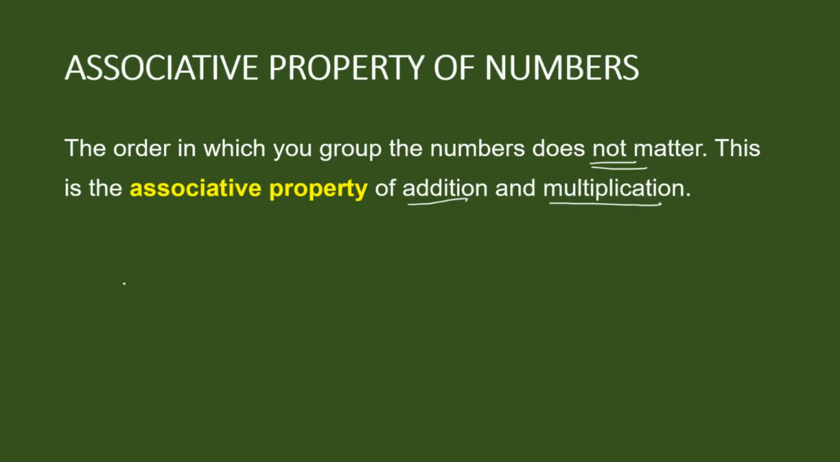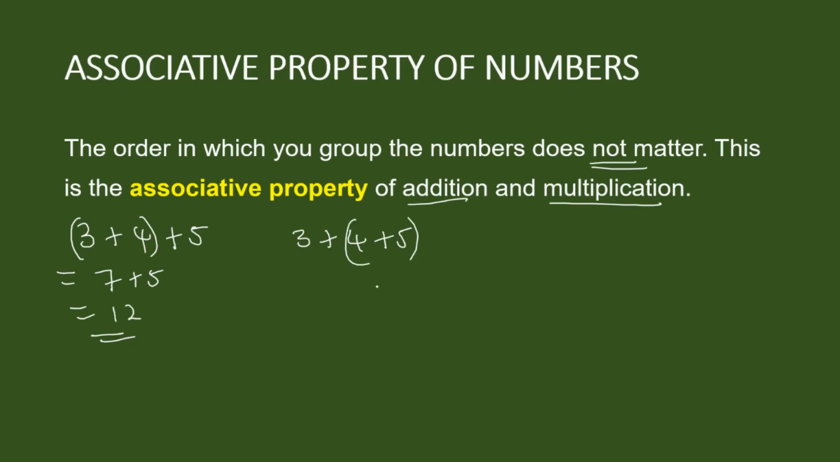Let's look at examples. Let's say we have 3 plus 4 plus 5. We can group these numbers anyhow. We can start by grouping these two, then it becomes 7 plus 5, which is equal to 12. You can also start by grouping these two. And then what do we have? We have 3 plus 9. We're still getting 12.